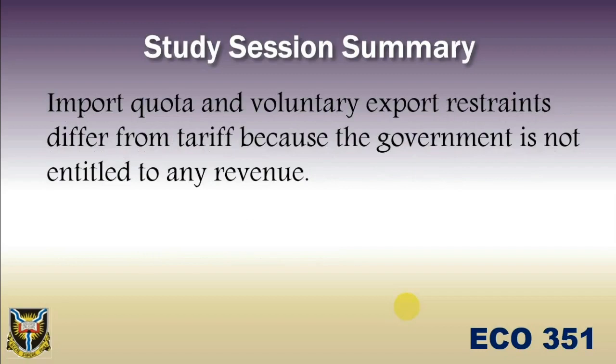Import quota and voluntary export restraints differ from tariff because the government is not entitled to any revenue. What government would have taken as revenue has accrued to the license owner in the form of rent.